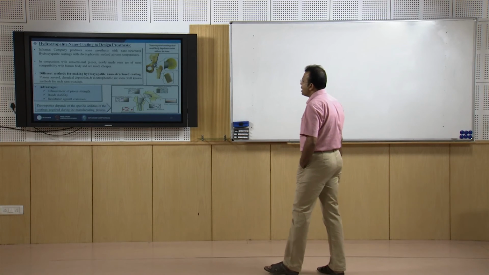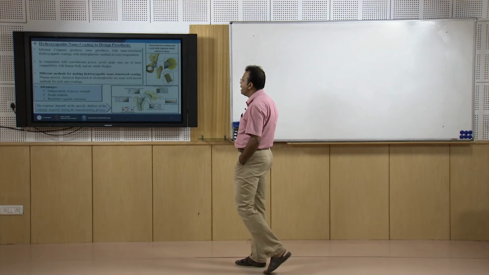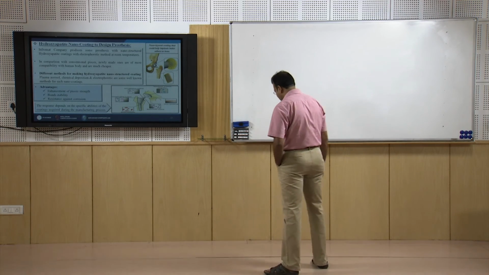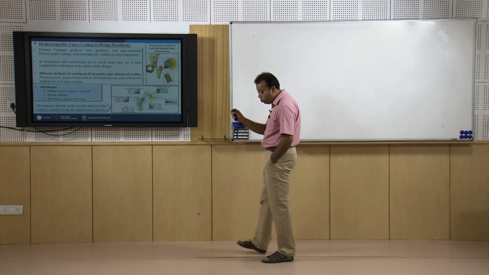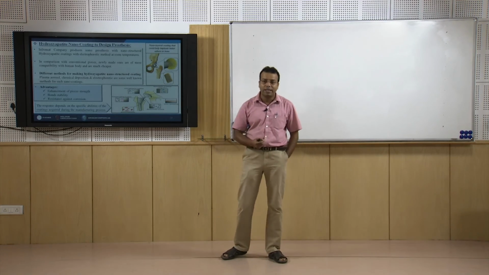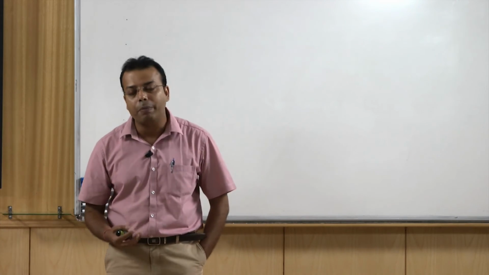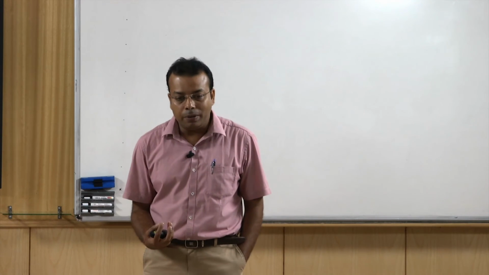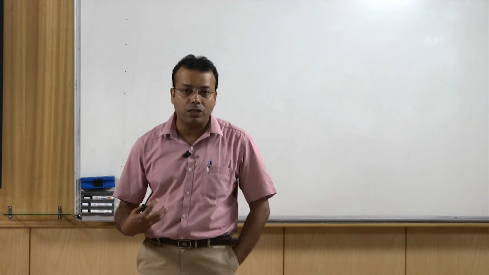Next, we are going to discuss the hydroxyapatite nano coatings used to design prostheses. So, in this particular case we are using this kind of material for joint replacement, bone replacement, or maybe any kind of modifications in our body structure.